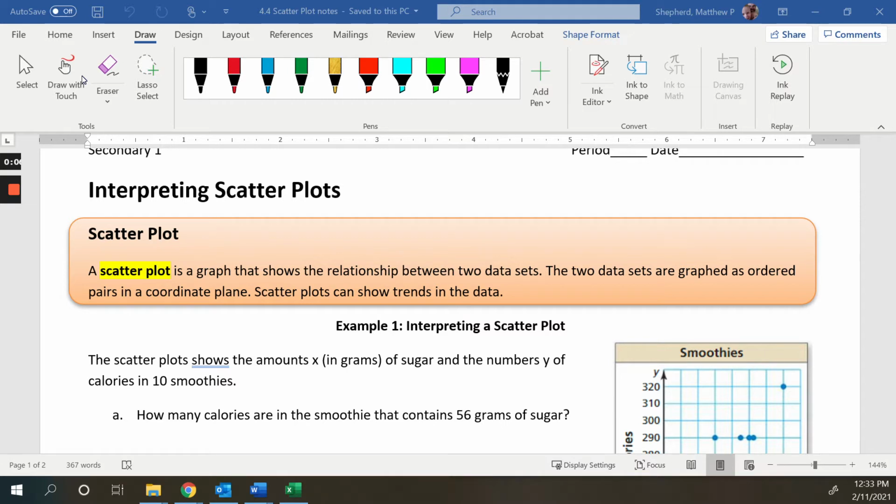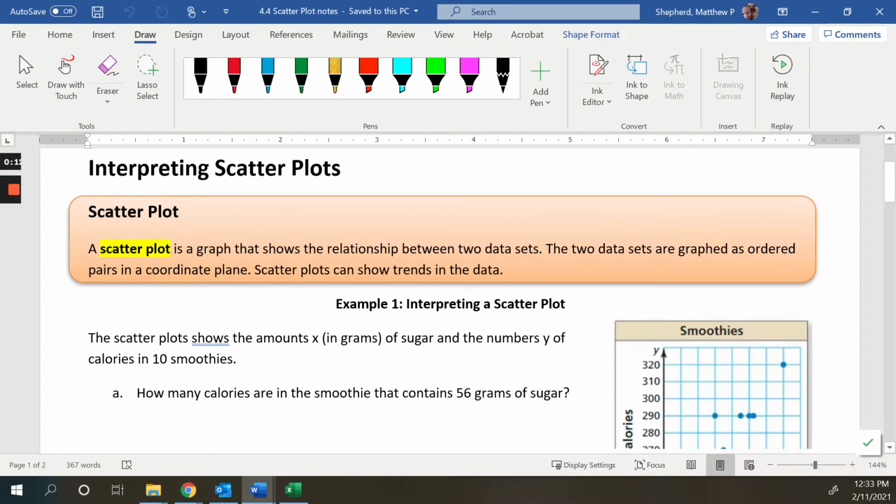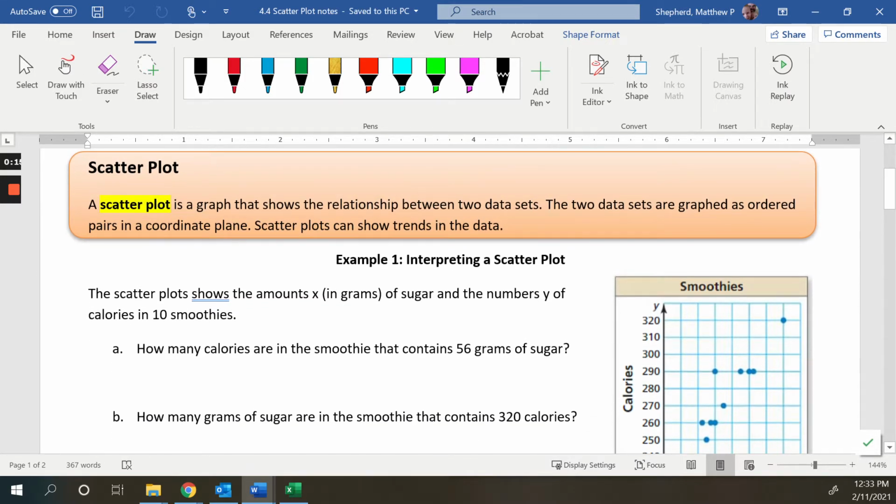Now, a scatter plot is just a graph that shows the relationship between two data sets. The two data sets are graphed as ordered pairs on a coordinate plane. Scatter plots can show trends in the data, meaning that they can show patterns.